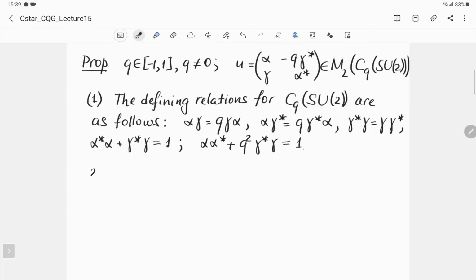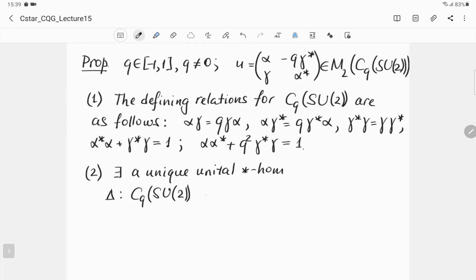Now the second part. There exists a unique unital star homomorphism, delta, from our algebra to its tensor square.